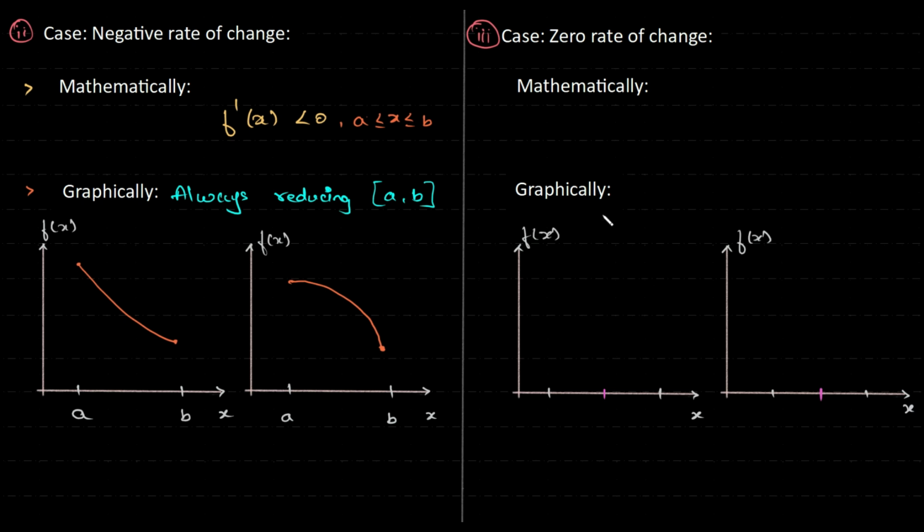Now, in case of 0, there are quite a few possibilities. Mathematically it's equal to 0. That is one possibility. Graphically, we can just have a point wherein the graph is either increasing or decreasing. What I mean is, 0 slope indicates a breakpoint. That is, the graph might be moving from negative slope to positive slope, or from positive slope to negative slope.